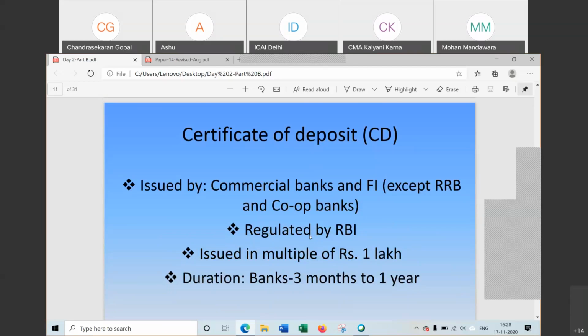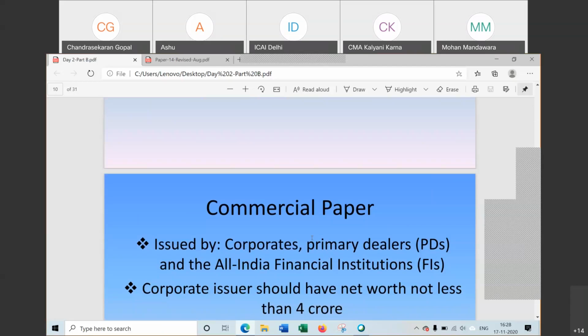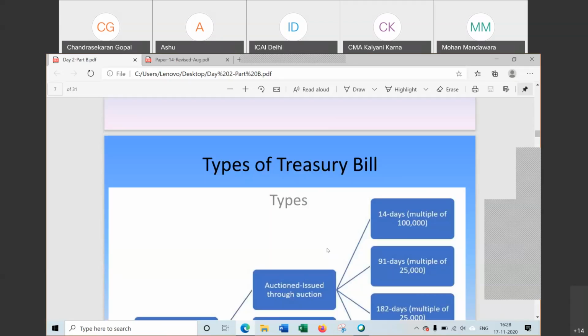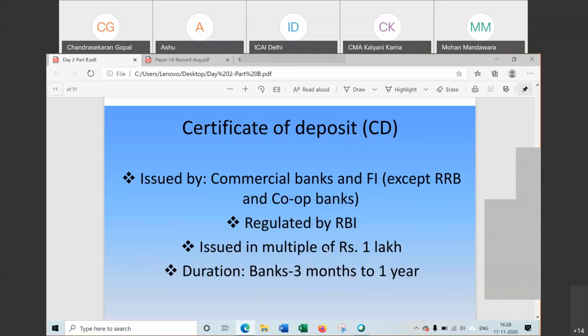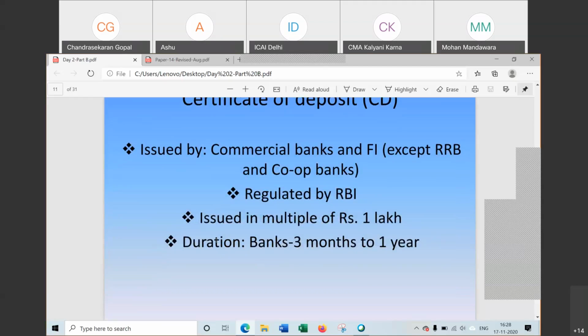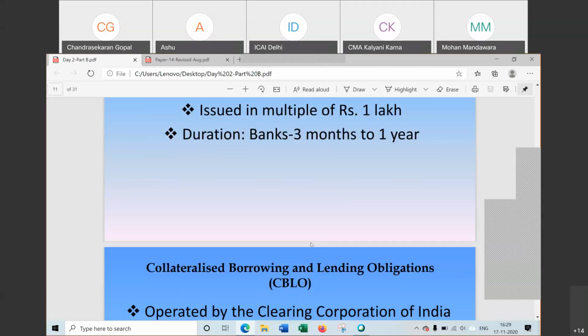Next instrument, certificate of deposit. This is issued by commercial banks and financial institutions. Till this point, we have read commercial paper, commercial bill, treasury bill, and call money, notice money: four instruments. Next one, certificate of deposit. It is issued by commercial banks and financial institutions, except regional rural banks and cooperative banks, which cannot issue it. It is regulated by RBI and issued in multiples of 1 lakh. The maturity period is generally 3 months to 1 year for banks.